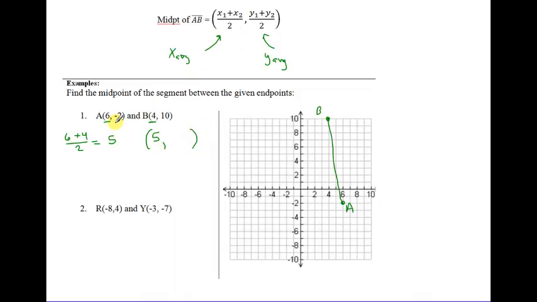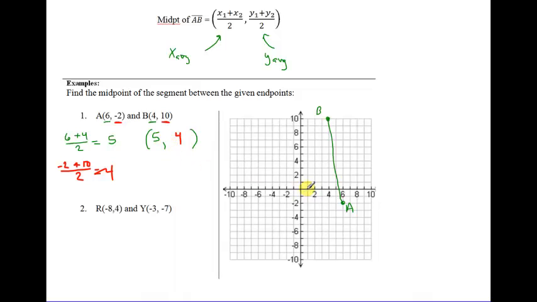Now let's repeat that for the y coordinate. So -2 for the A and 10 for the B. Pull those y coordinates out and let's average them. -2, add 10 to that, get that total, and then divide by 2. So I'm looking at, for the top I've got 8, and 8 divided by 2 is going to give me 4. So that's my y coordinate for the midpoint, 5, 4.